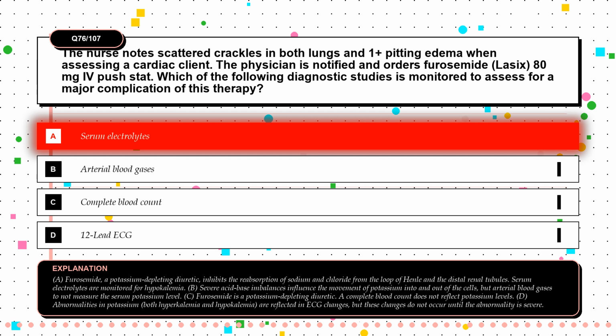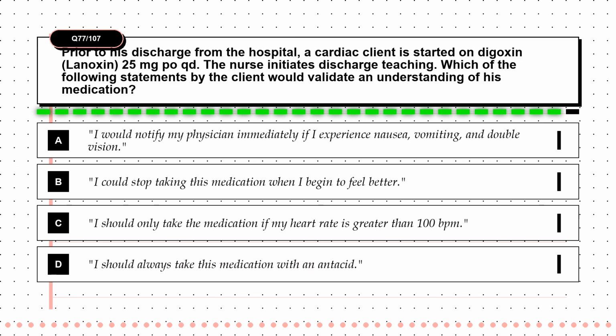B. Severe acid-base imbalances influence the movement of potassium into and out of the cells, but arterial blood gases do not measure the serum potassium level. C. Furosemide is a potassium-depleting diuretic. A complete blood count does not reflect potassium levels. D. Both hyperkalemia and hypokalemia are reflected in ECG changes, but these changes do not occur until the abnormality is severe.